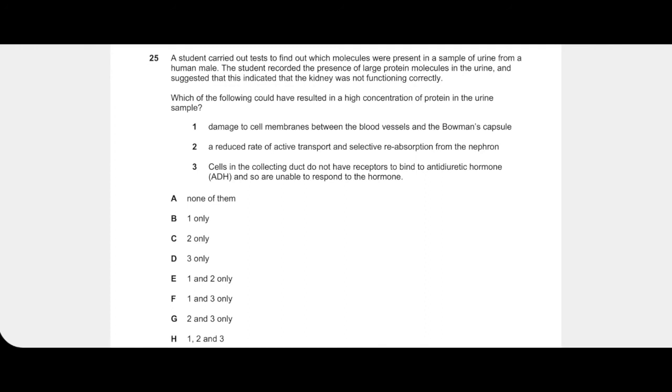Cells in the collecting duct do not have receptors to bind to antidiuretic hormone, ADH, and so are unable to respond to the hormone. This is a simple question of knowledge.